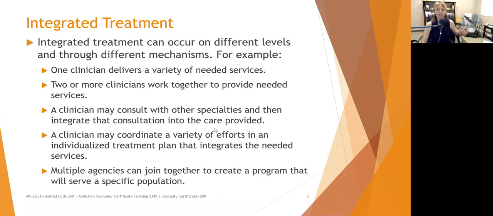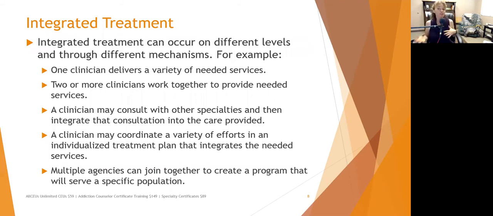Integrated treatment can occur on different levels and through different mechanisms. For example, one clinician can deliver a variety of needed services. So when I worked in a clinic, I provided mental health as well as substance services, as well as case management. I kind of wore a bunch of different hats.